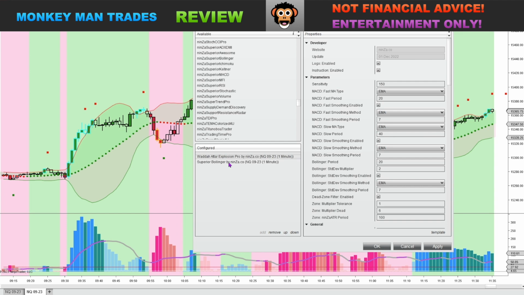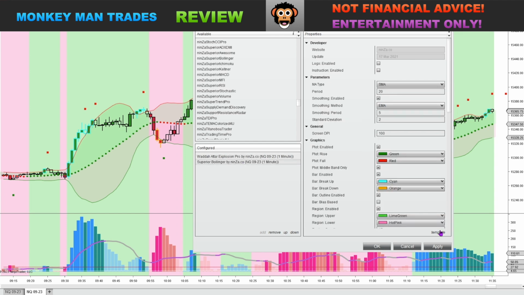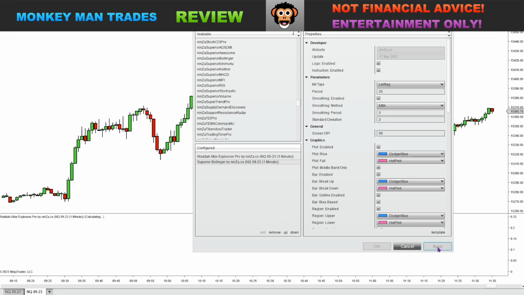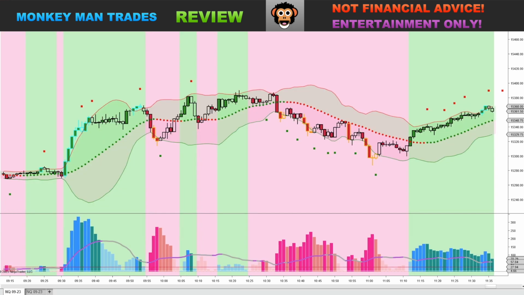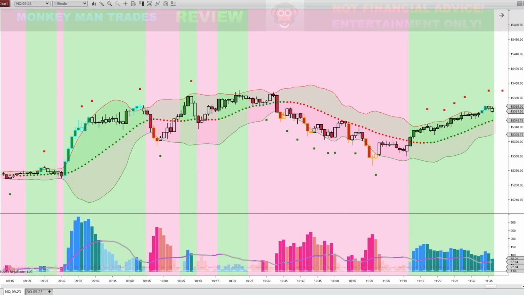I can show you what it would look like right out of the box and just reset these to their factory settings here. Click apply. So you can see there's quite a bit going on the chart right here and a different color scheme and everything. But this is one of the main reasons why I love NINZA indicators, is because they're so incredibly customizable. So you can take any of these indicators and really put your own personal flair on them.